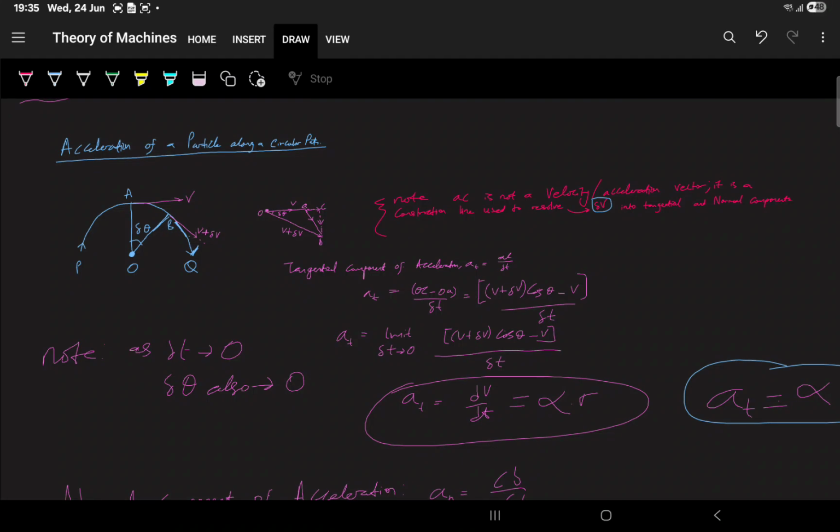Welcome. Today we'll be looking at acceleration of a particle along a circular path. Now, a textbook I recommend for further study is Theory of Machines by R.S. Khurmi. Now, in this video, we'll only be looking at a subsection, which is the topic here.